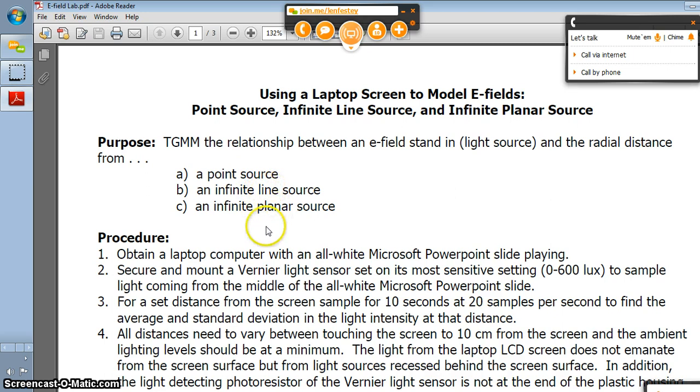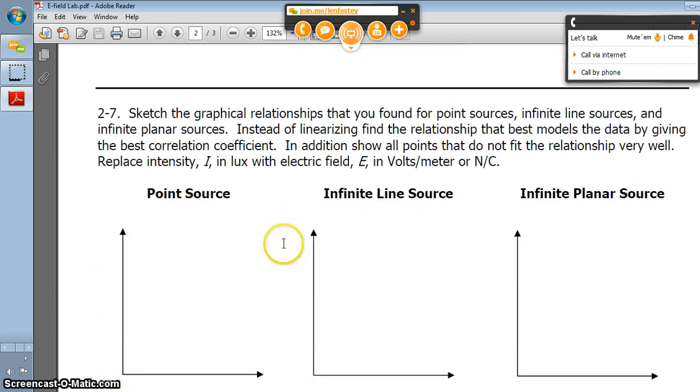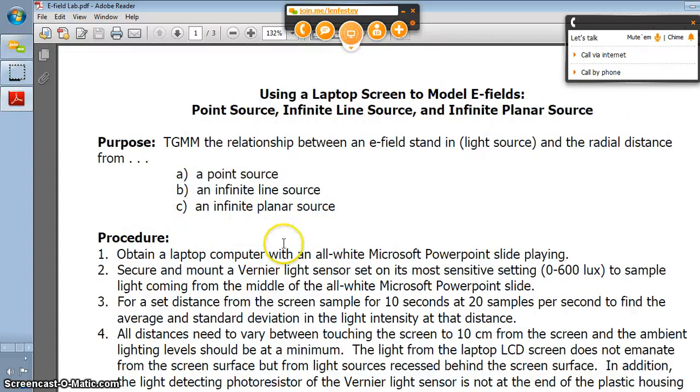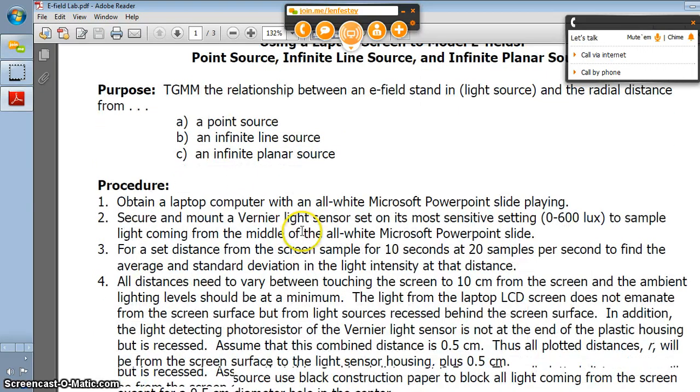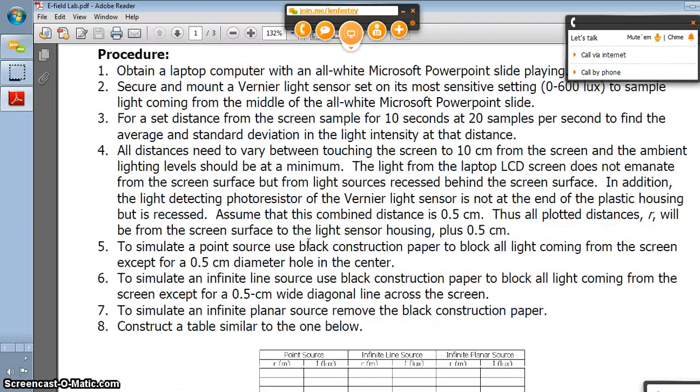Then we're going to cut the construction paper so that we have a diagonal line across the screen, and it's going to have a white light shining through it. And so we're going to go in the middle of the screen and back up away from that diagonal line and see what the mathematical model is. And the last one's the easiest one. We're just going to take the construction paper off, and we're going to see what the mathematical model is when you back up from the center. So that's what we're going to do the next time we get together, whenever that is.